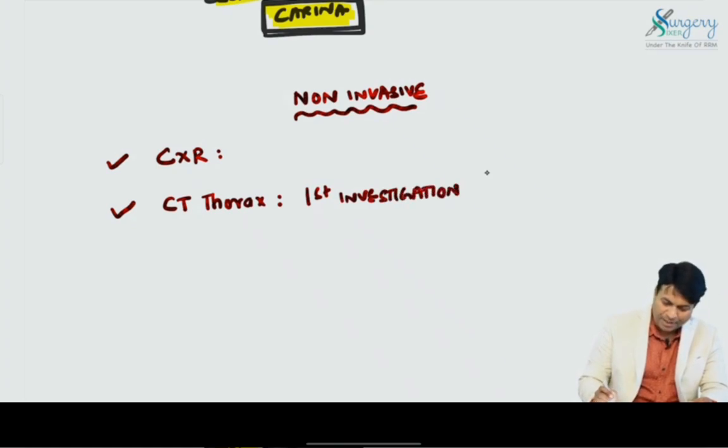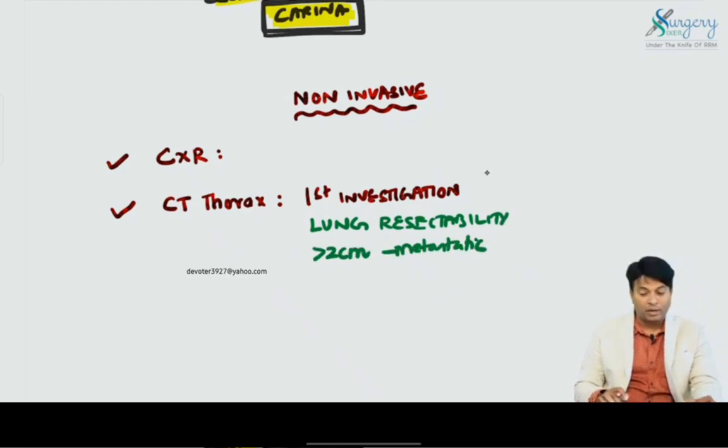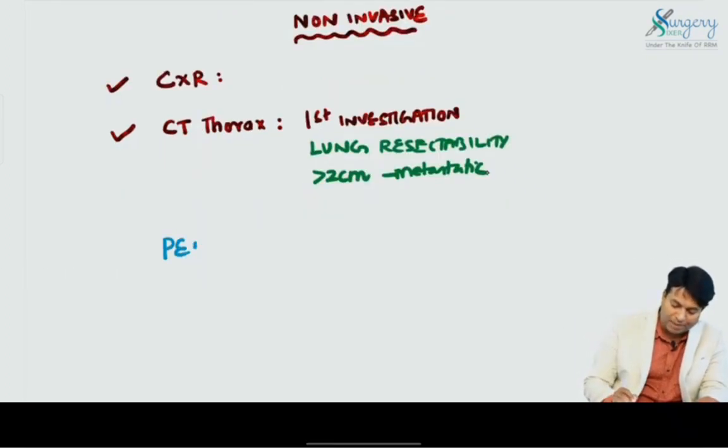The first investigation to be done if you suspect lung cancer is CT thorax, and you have to assess for lung resectability. We have to look for resectability, and any node more than 2 cm in the mediastinum is said to be metastatic, and usually we advise PET CT for these patients.